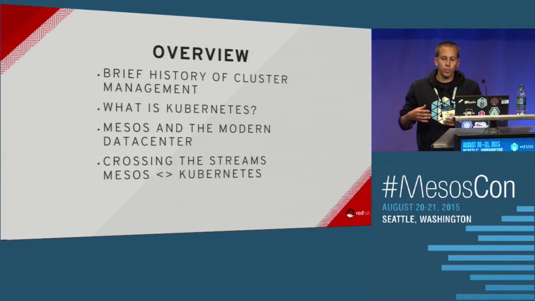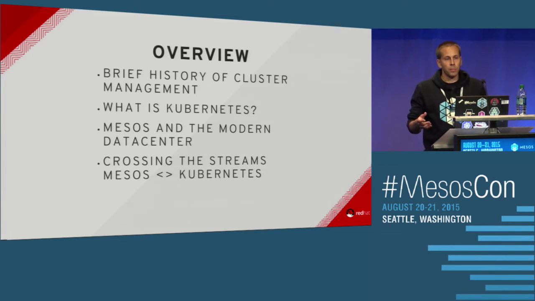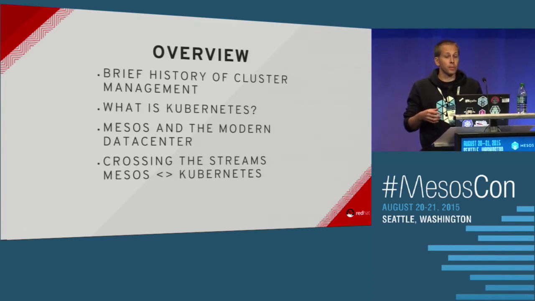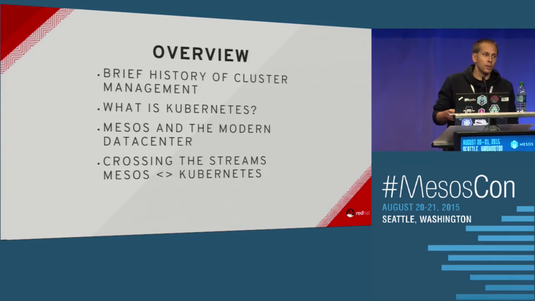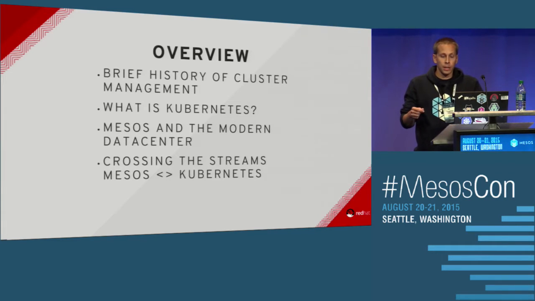Today, I plan on talking about a brief history of cluster management. The reason behind that is to give an overview of where some of the technologies come from, where their gaps might be, and where they can integrate and learn from the past, too. Then a brief overview of some of the concepts of Kubernetes that you'll need to know in order to bridge the gap across your frameworks. Talk about Mesos and the modern data center, how Kubernetes fits in that whole space. And finally, talking about crossing the streams of how to leverage Kubernetes services from Mesos frameworks and talk about some interesting things you might want to pay attention to when you're trying to work back and forth across both.